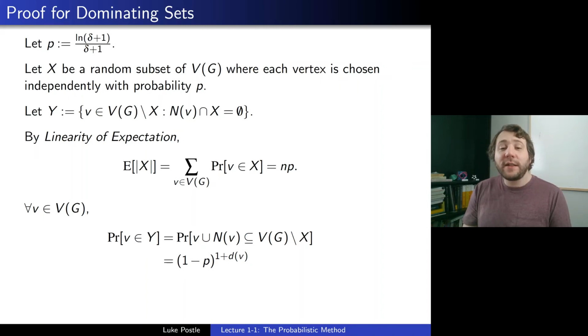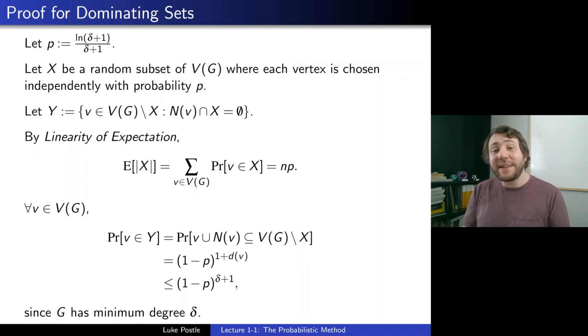Why? Well, every vertex has a probability 1 minus p to not be in x, and these are all independent events, so we get their product. And there are 1 plus d of v of these vertices, thus yielding that formula. Now, that depends on the vertex, of course, but we can also remember that G has minimum degree delta, and hence this is at most (1 minus p) to the delta plus 1. Which provides a nice kind of uniform upper bound on all of these probabilities.